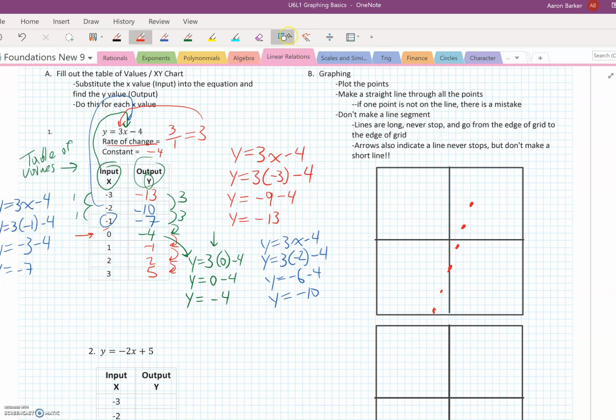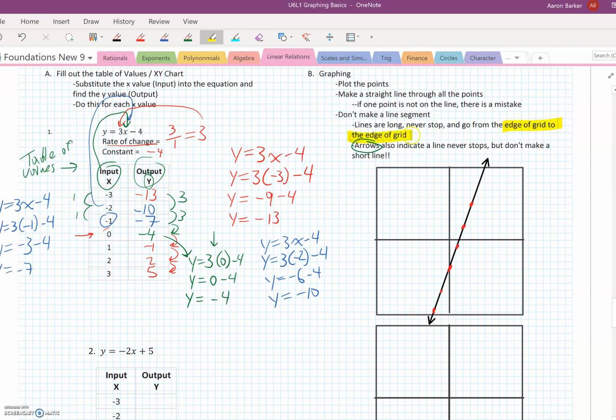When we make a line, it's really important. We're going to go over this and review this over and over. But your line should go through all your points. Okay? And it should do two things. Number one, it should use arrowheads. Arrowheads show you that it's a line and it goes forever. So it's really important to use arrows. And what I also always do is go from the edge of the grid to the edge of the grid. It's really important to do that.